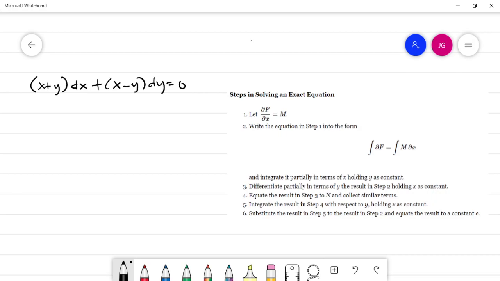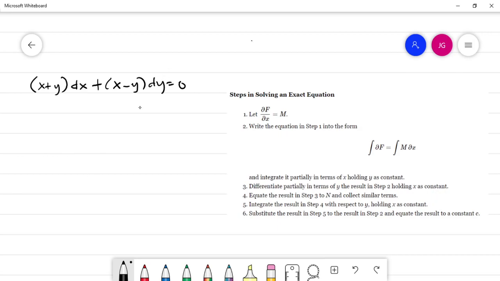Then number 4, equate the result in step 3 to N and collect similar terms. Then integrate the result in step 4 with respect to y holding x as constant. Then 6, substitute the result in step 5 to the result in step 2 and equate the result to a constant c. So let's start.